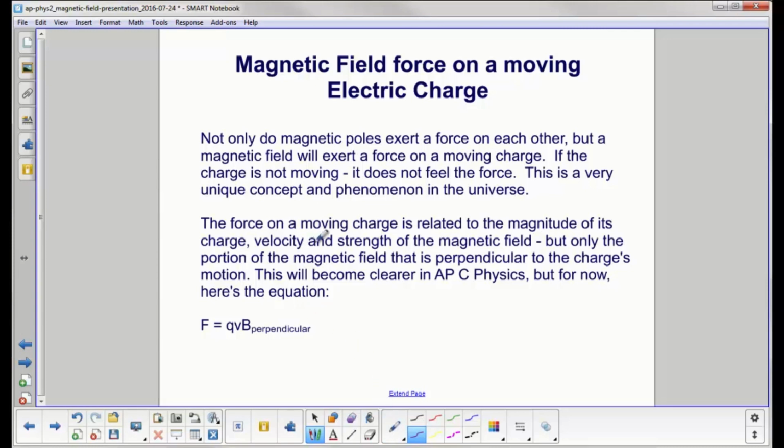The force on a moving charge is related to the magnitude of its charge, Q, its velocity, and the strength of the magnetic field, but only the portion of the magnetic field that is perpendicular to the charge's motion. This will become clearer in AP C physics, but for now, here's the equation. F is equal to Q times V times B perpendicular.